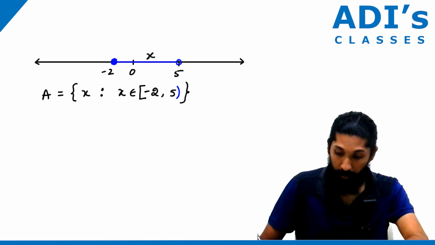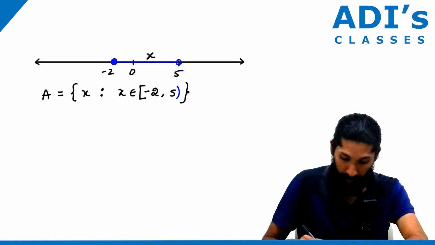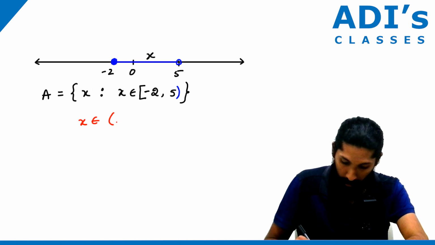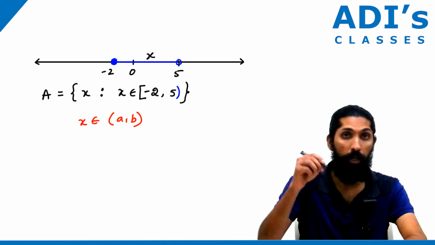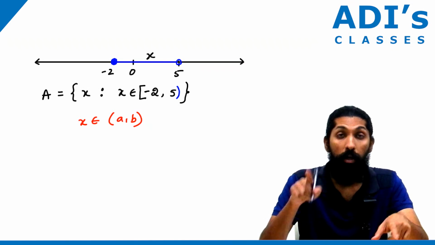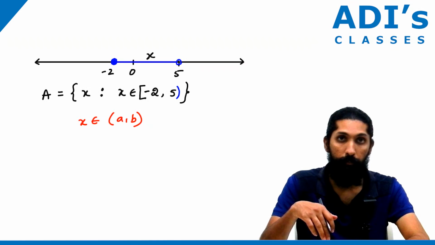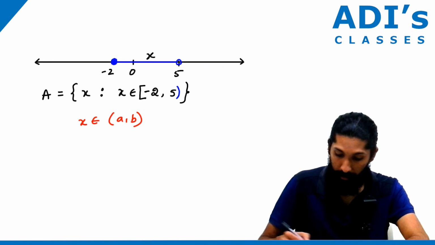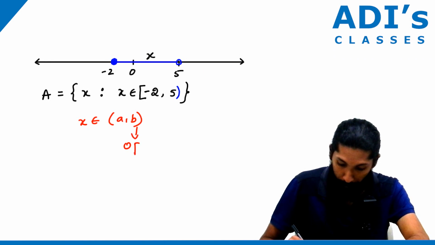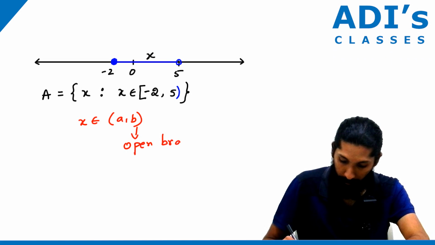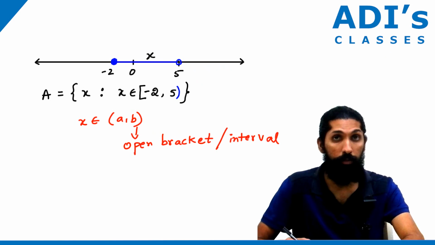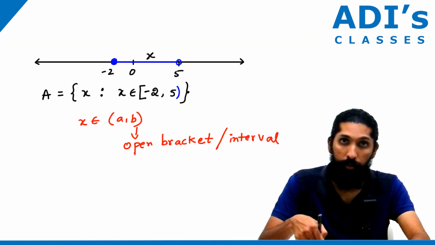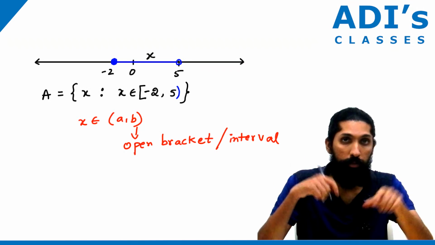Now, whenever you're writing any value like x belongs to a comma b, this represents that the value of x is between a and b and they are not included. This type of bracket is what we call an open bracket, or you can say open interval. Closed interval is what you saw in the previous case where both of them are included. Open interval, they are excluded.